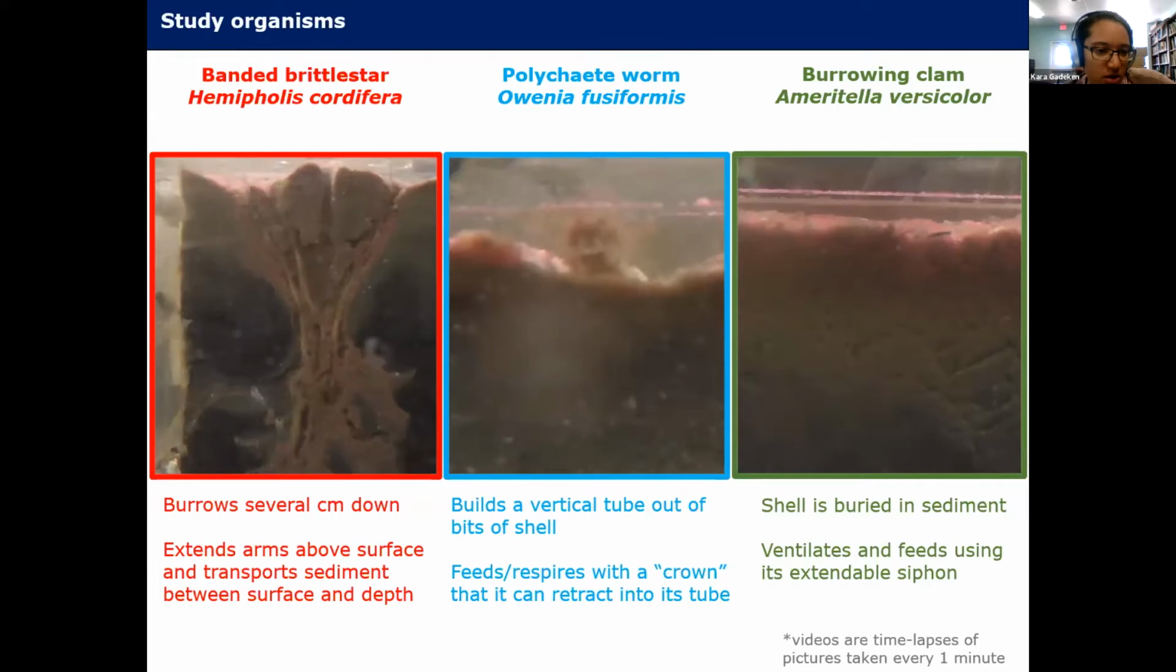So first we have the brittle star. Note that these videos are time lapses of pictures that are taken every 1 minute, which is why they seem like they're moving really fast. But you can see that the brittle star is actually moving quite a bit of sediment, and it's transporting sediment and forming these gallery burrows that are exposing deeper sediments to oxygenated water, which theoretically could be increasing sediment oxygen demand. So the worm, it's a little bit fuzzy, but the worm's crown is right up here.